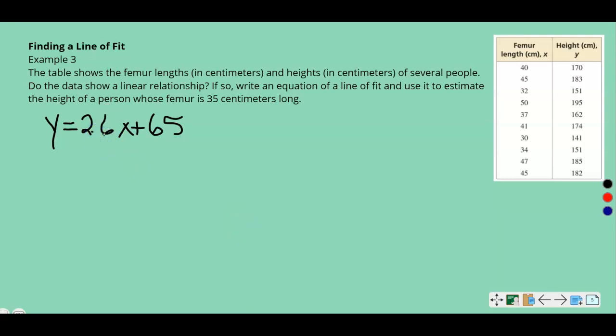All right, so write an equation to find the line of fit and use it to estimate the person's height when they have a femur that is 35 centimeters long. So your femur length is your x value. So what we need to do is plug that in. y equals 2.6 times 35 plus 65.